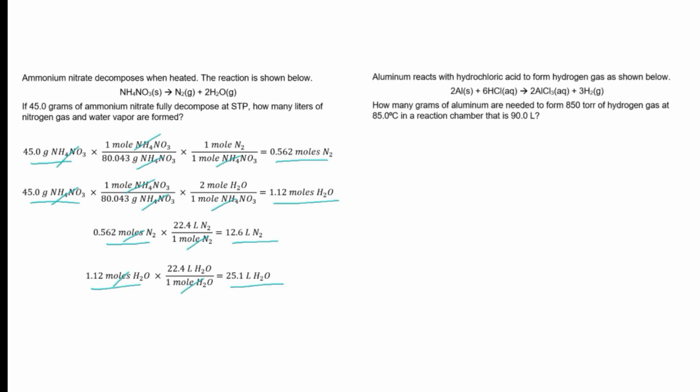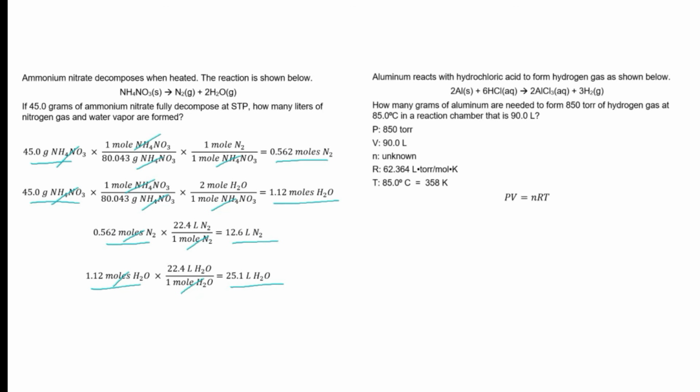We have a lot of numbers here. Let's make a list. We know our pressure, it's 850 torr. We know our volume is 90 liters. We do not know how many moles we have. We always know our value for R, and our temperature is 85 degrees Celsius, which is 358 Kelvin. Looking at our list, we can calculate our moles of hydrogen gas.